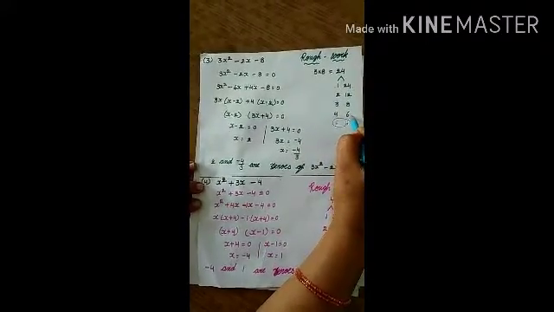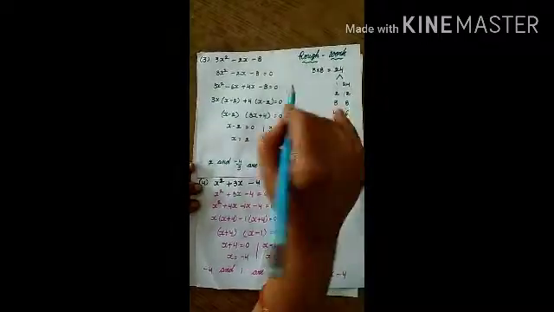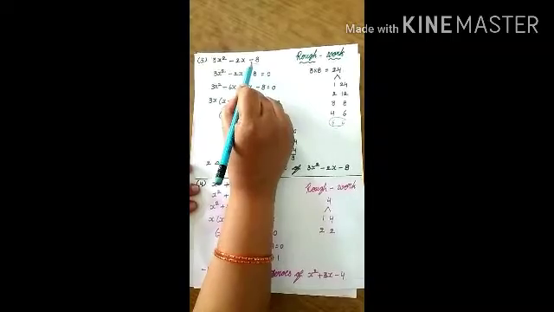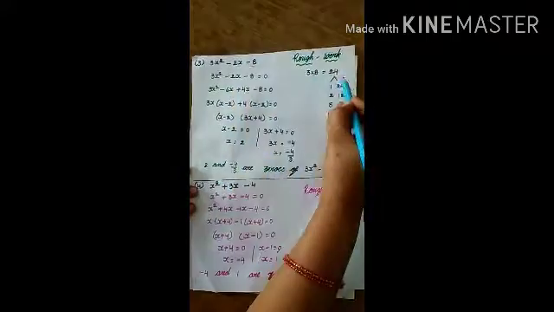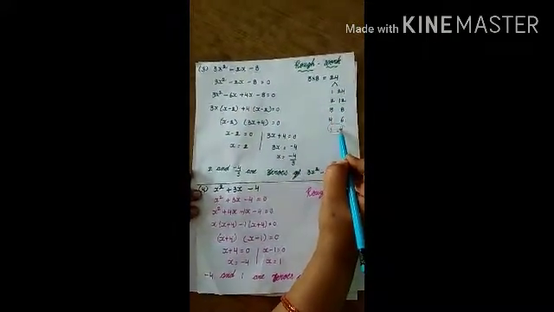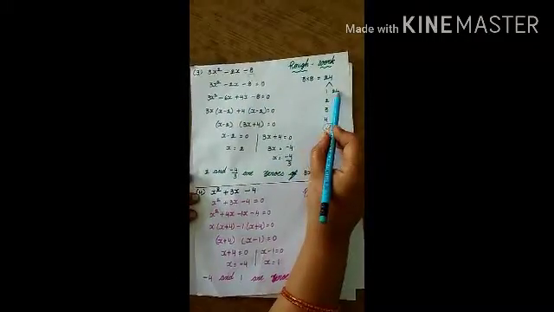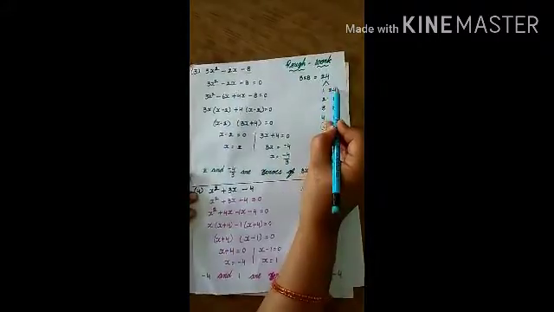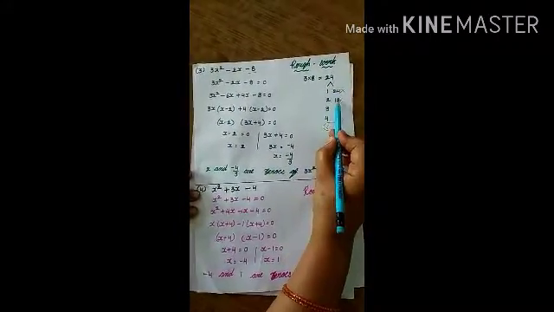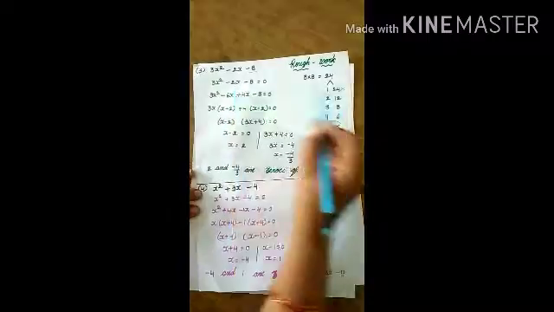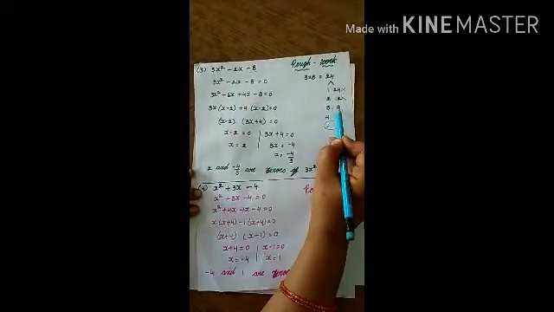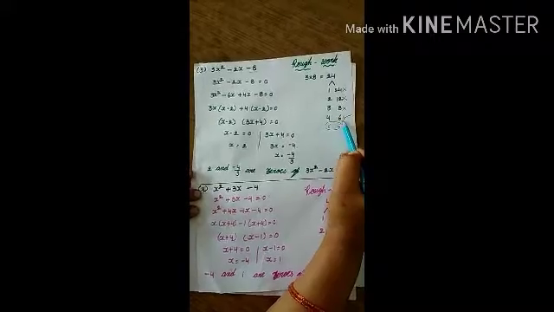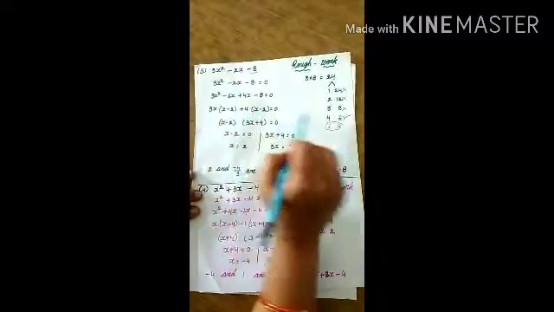Is it the addition model or the subtraction model? It is the subtraction model because the constant term is negative. Compulsorily, it depends on subtraction. 24 minus 1 is 23. The middle term 23 is not there, so it is not a suitable situation. 12 minus 2 is 10. Here 10 is not there, so it is not a suitable situation. 8 minus 3 is 5. It is not a suitable situation. 6 minus 4 is 2. So it is the suitable situation.